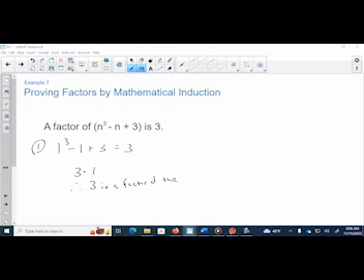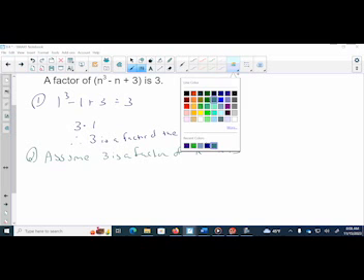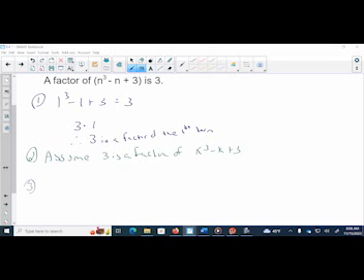Then I'm going to make the assumption. I'm going to assume that 3 is a factor of k to the third minus k plus 3. So I'm going to assume that that is true. Then the next thing I'm going to prove is that 3 is a factor of, in place of the k, I'm going to write k plus 1, so k plus 1 cubed minus k plus 1 plus 3.